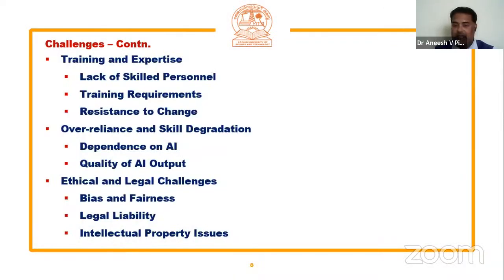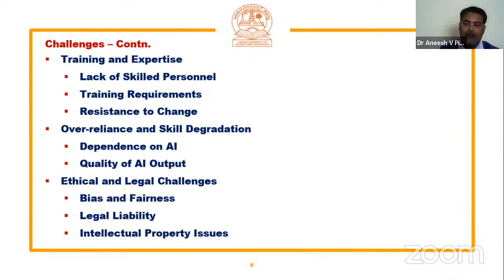Then training and expertise. Though I have said there are so many tools available, very few people are aware of its real use. And very few people are aware of various AI tools. That is because the people managing legal education lack expertise in using it. Unless you have some knowledge of how to use this, you will not be able to take benefit of AI. It's not like a calculator.